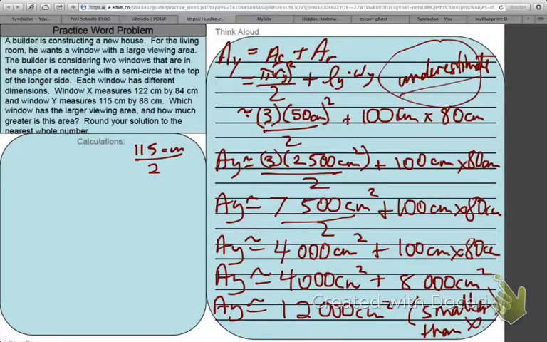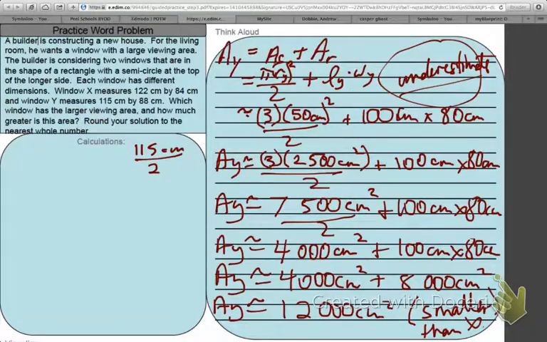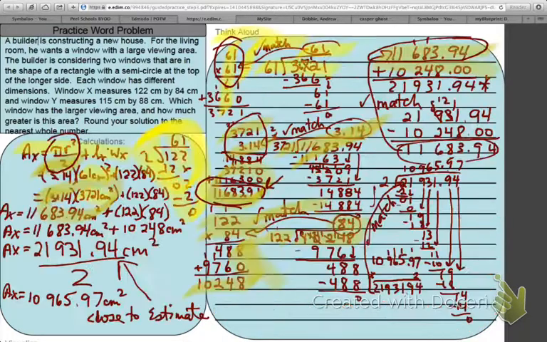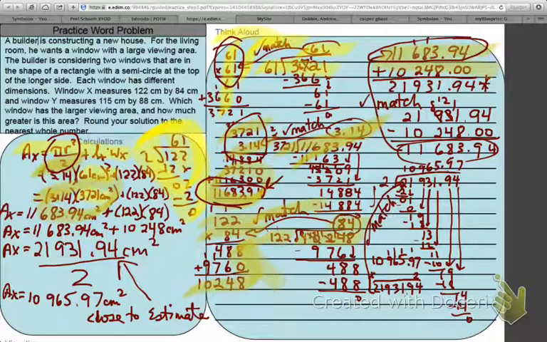Now I can take that value, 15,310, and check my estimate for window Y, which was here, about 12,000. Now that was estimated as being smaller, which is accurate because all the numbers I rounded down. And 12,000 is definitely smaller than the area I found for window Y. A little bit smaller, not too much, because I didn't over round down. Like I rounded down a little bit, but not too much. So this value is accurate for window Y. This value is accurate for window X, based on all of my calculations.